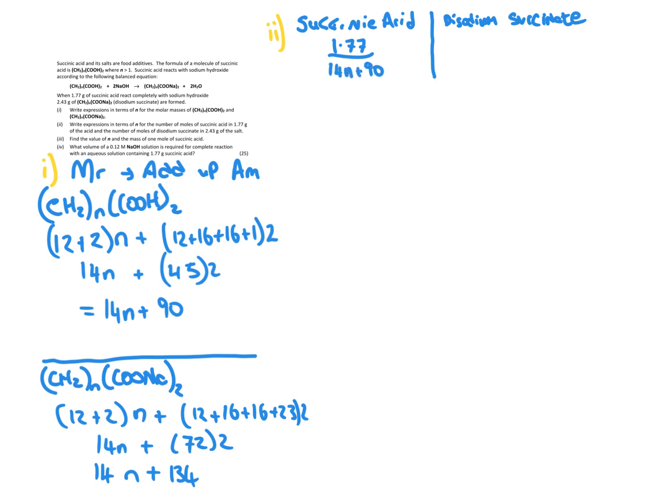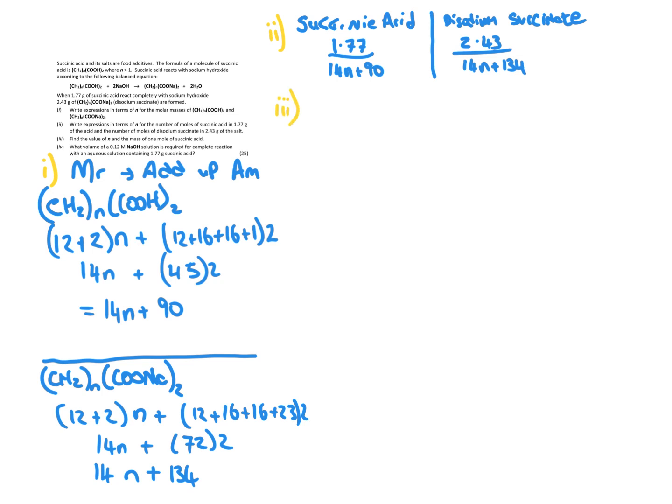And so that is my expression in terms of N for the number of moles. I can't divide that because I don't know my value for N, so that is an expression. So now we go and get an expression for disodium succinate, which we're told we have 2.43 grams of, and I know that the molecular mass of that is 14N plus 134. So that is my second expression that I need to complete part 2.